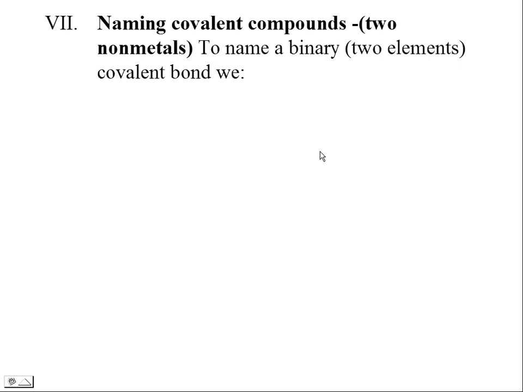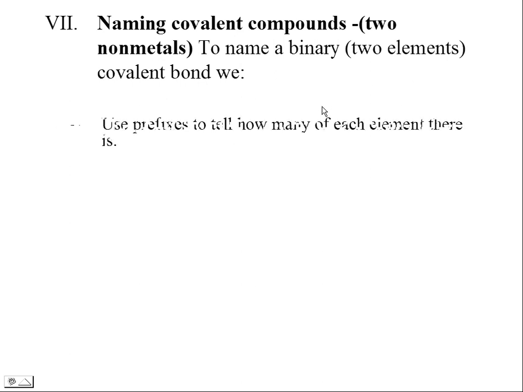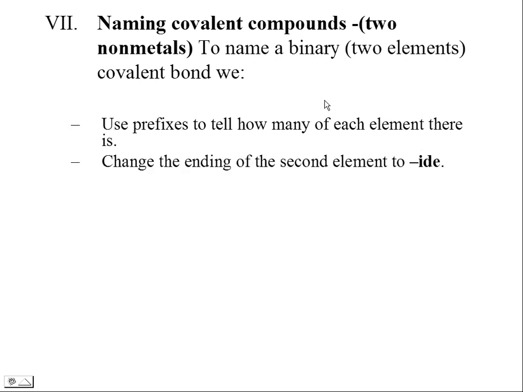Again, a covalent is when two or more nonmetals are sharing their electrons. We're going to just do the very basic ones, which are called binary. Bi means two, so two elements are sharing their electrons. They're both nonmetals. That's really key that you see that they're both nonmetals. And the way we name them, we're going to be using prefixes. And prefixes are going to tell how many we have of each element. We're still going to change the ending of the second element to IDE.